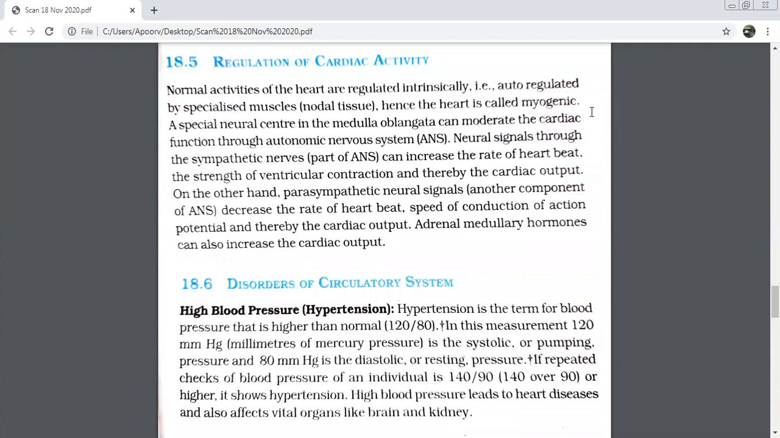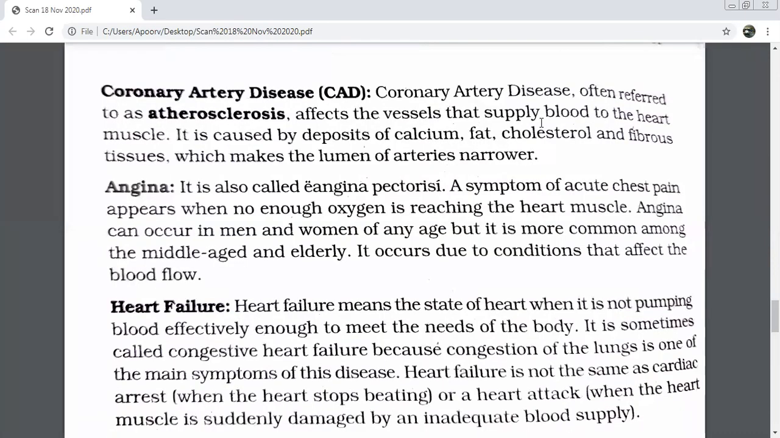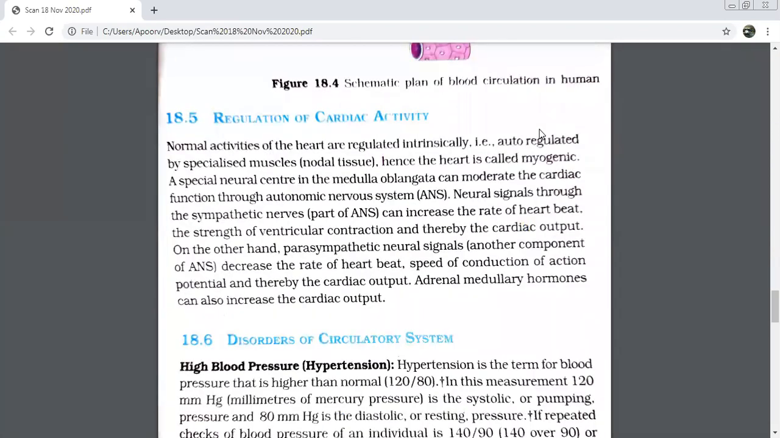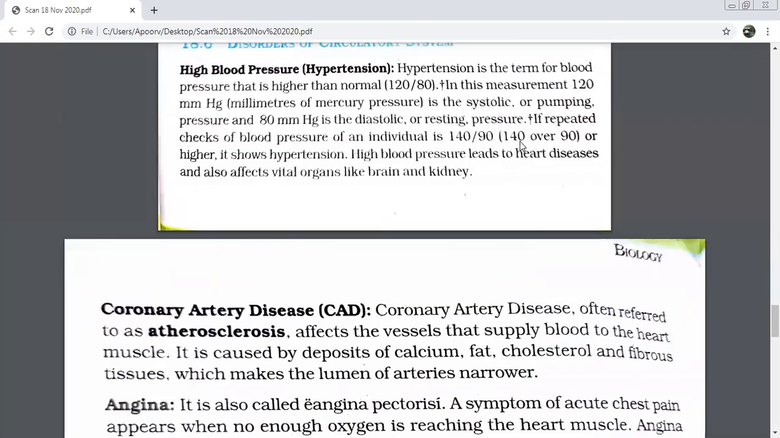Let me do this once again with you. Which ones will increase the heartbeat rate? Come on, speak with me. Neural signals. And the parasympathetic neural signals will decrease the rate of heartbeat. The sympathetic ones will increase and the parasympathetic ones will decrease. Which ones will increase, sympathetic or parasympathetic? Sympathetic. And which ones are going to decrease? Parasympathetic. Yes.